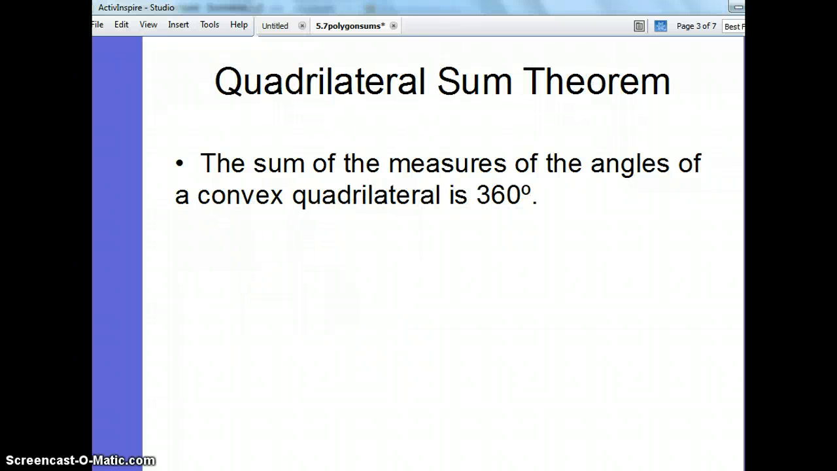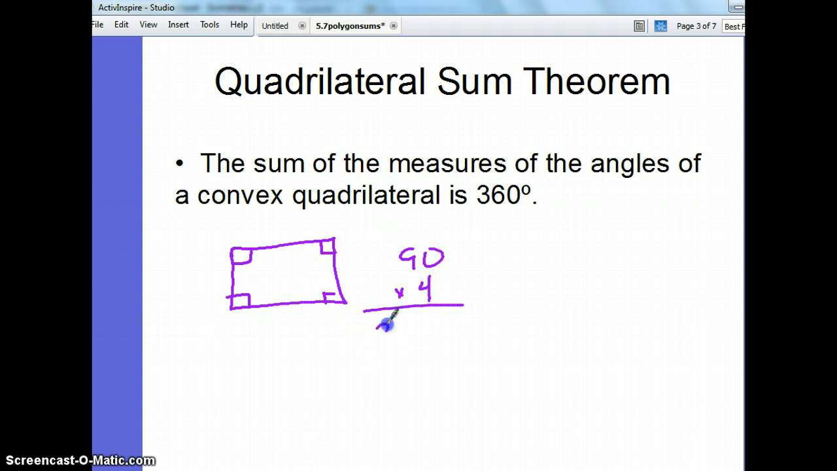In a quadrilateral, there's 360 degrees. And we can think of that in terms of a rectangle. We have 4 90 degree angles, or 4 right angles. So 90 times 4 is 360 degrees. So anytime you have a convex quadrilateral, no matter what it looks like, trapezoid, whatever, the angles are going to add up to 360 degrees.